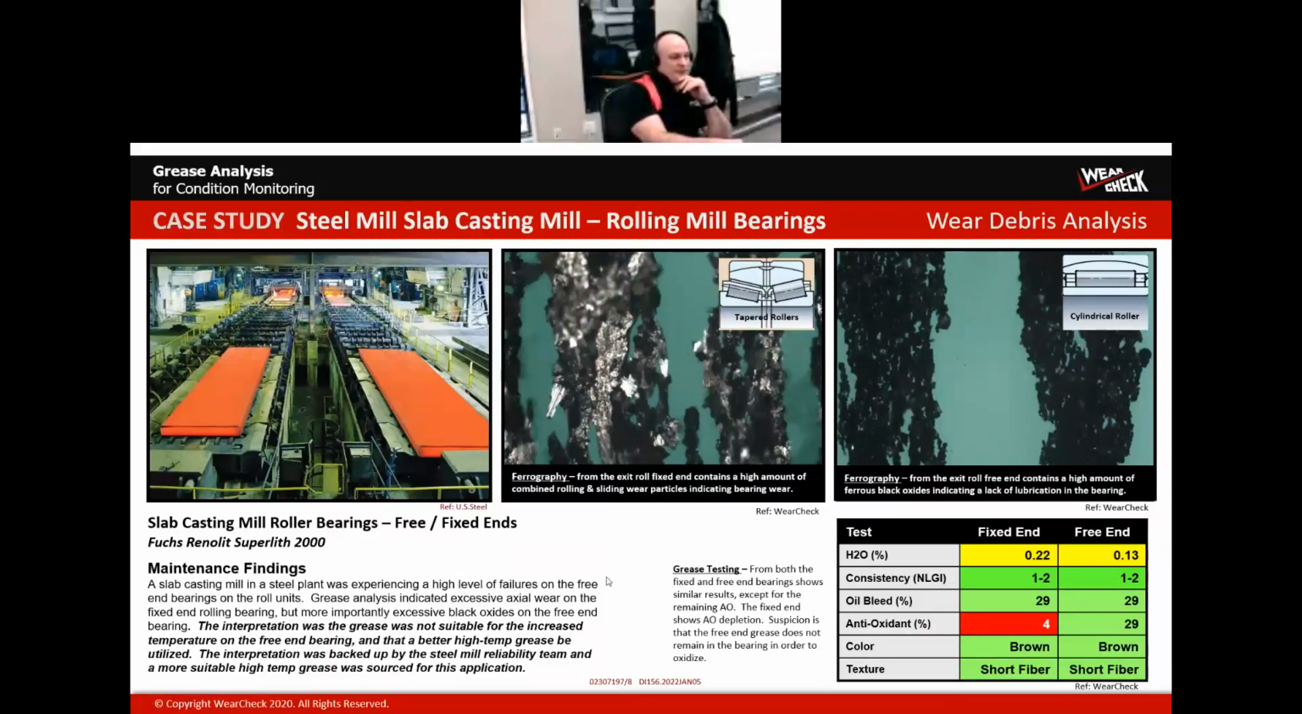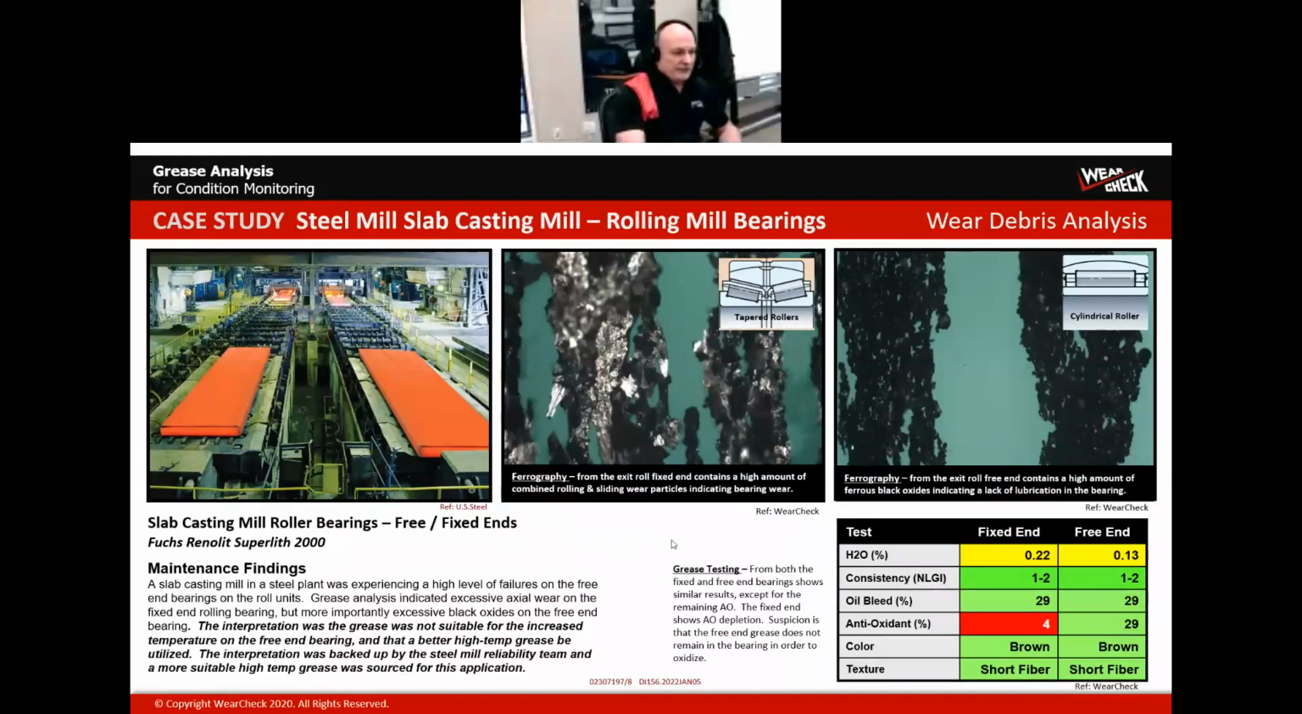Another case study that brings a number of these different tests together is some rolling mill bearings in a steel mill slab casting mill. And this is the actual slab casting mill here. What we're talking about is bearings on the fixed and the free end of the slab caster rollers. And again, they were experiencing some premature failures on the free end bearing on the rollers. So again, they sent us a series of grease samples. I believe we got a new unused grease as well.